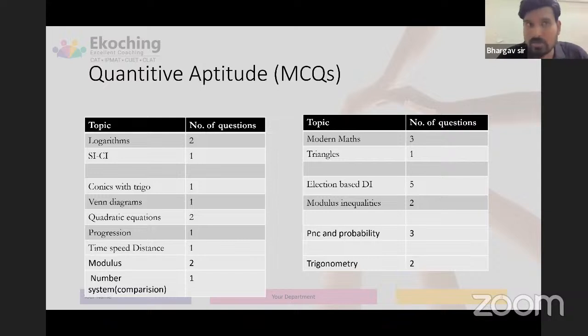And yeah, permutation and combination से जो भी questions आया MCQ section में वो थोड़ा tough आया था. And election based DA जो भी आया था 5 question वाला वो भी above moderate था. It wasn't that easy, right?